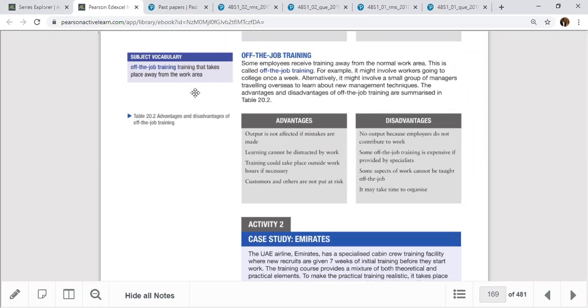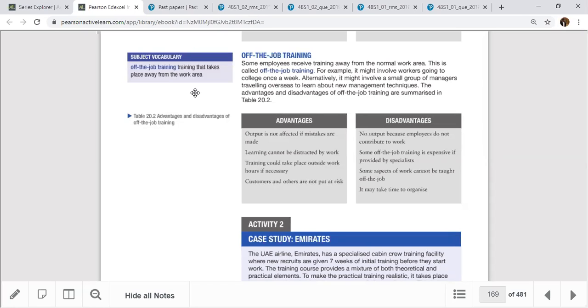So output is not affected if mistakes are made, and learning cannot be distracted by work. Training could take place outside the work hours if necessary, and customers and others are not put at risk. And the disadvantages: no output, because the employees do not contribute to the work. That's the matter, no output. And some off-job training is expensive if provided by specialists.